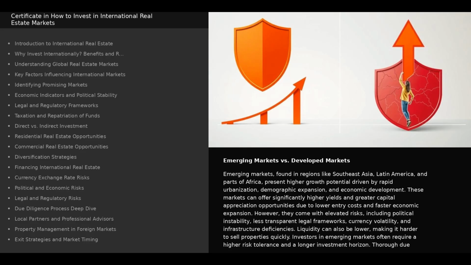Liquidity can also be lower, making it harder to sell properties quickly. Investors in emerging markets often require a higher risk tolerance and a longer investment horizon. Thorough due diligence and local expertise are even more critical in these dynamic and less predictable environments. The potential rewards often justify the increased scrutiny.